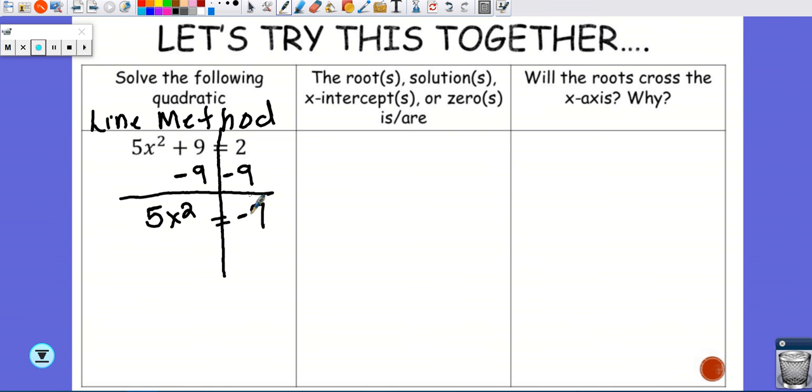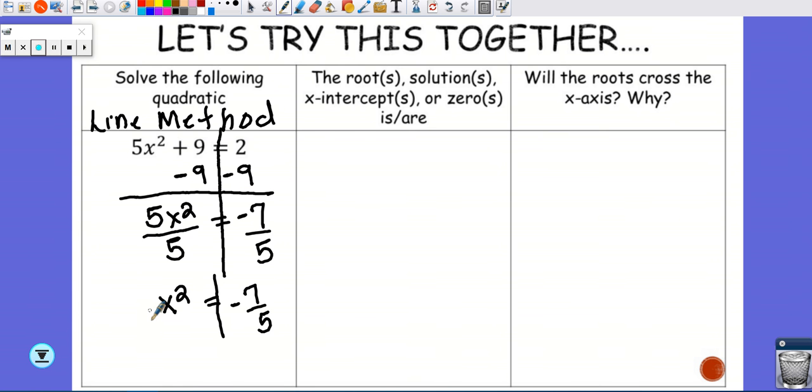Make sure you use your calculator to help you with your integers. Then I need to take this coefficient and move it away from this variable. I need to do the inverse operation of multiplication, which is division. So I divide by 5, and I get x squared equals negative 7 over 5. But I'm not finished, because I don't want to know x squared. I want to know what x is.